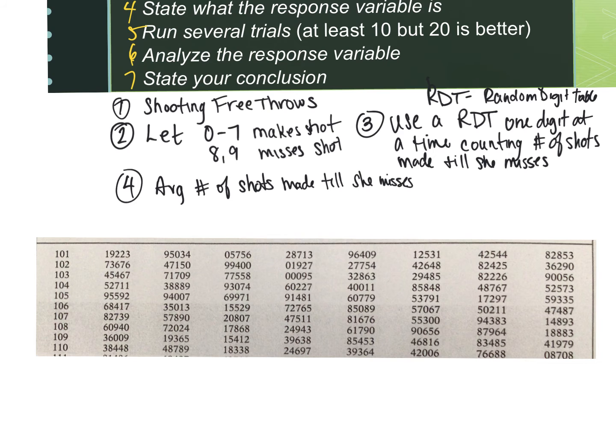Do we want to put a Y for she makes it and an N for she misses it? Because we can't use M and M. So we're going to put a Y every time she makes it. So 1, did she make her shot? Yes. So the first number, 1, she makes it. 9, she misses it. My trial is over. She missed her second shot. How many till she missed it? 1.